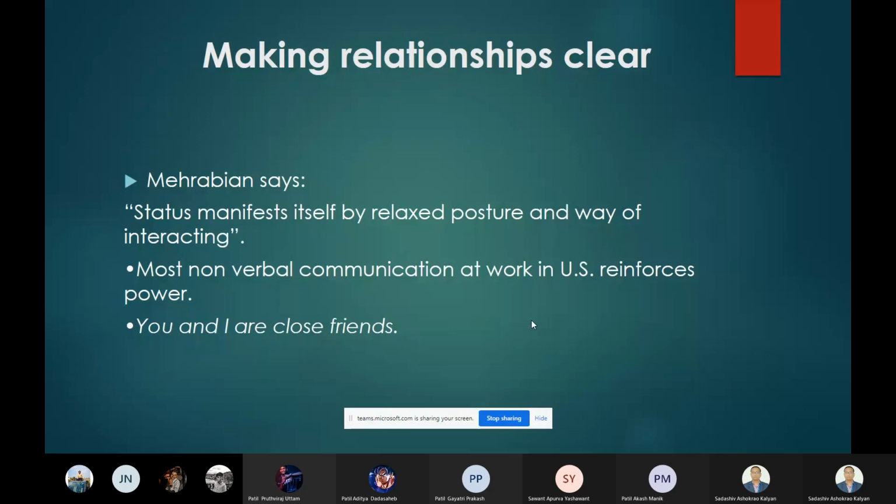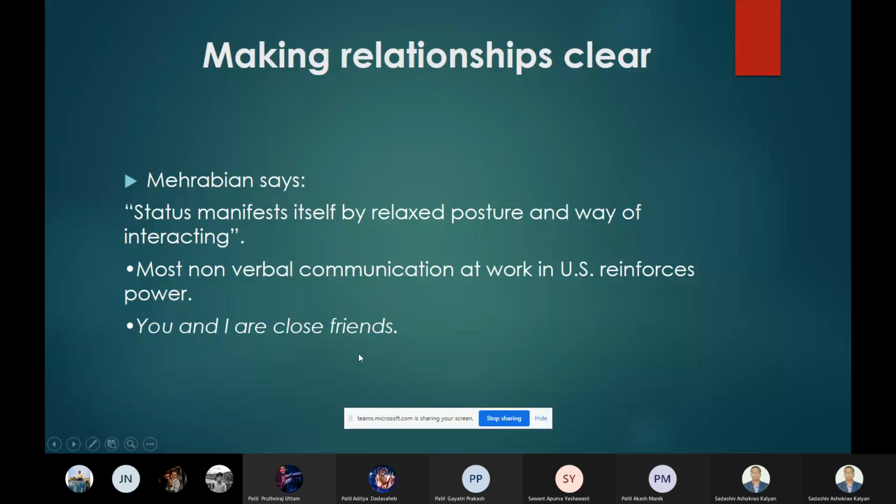So that's why, especially in the United States, most of the non-verbal communication that they have in the workplaces is related with their power. They have a kind of power whenever different people are working in their professional life.